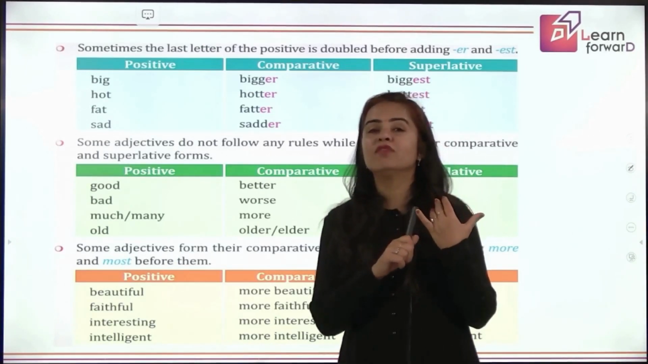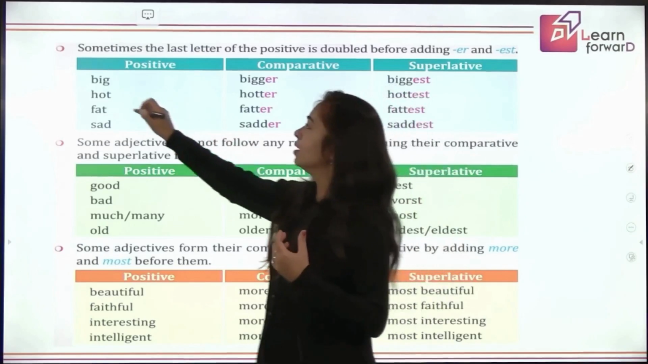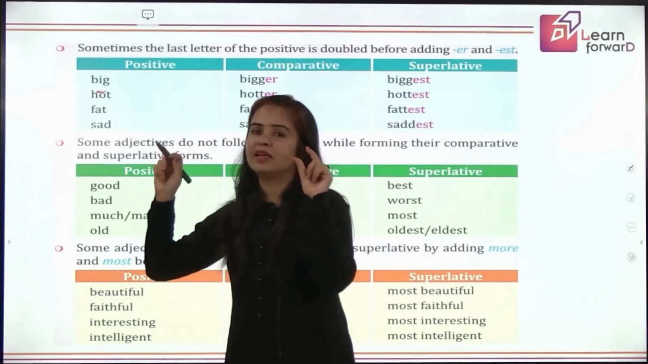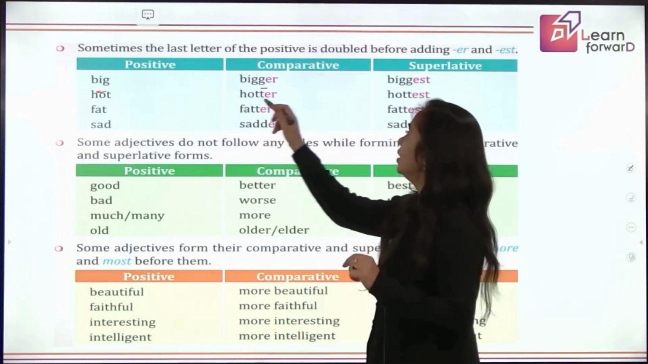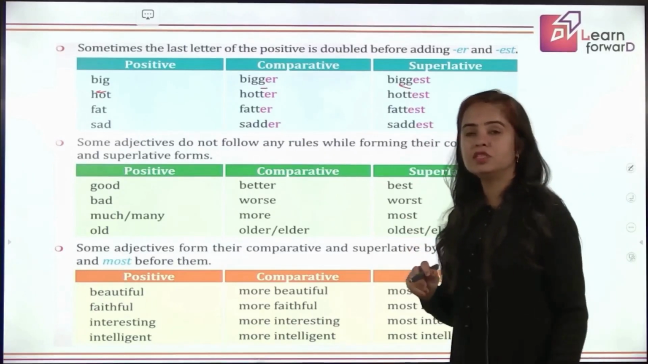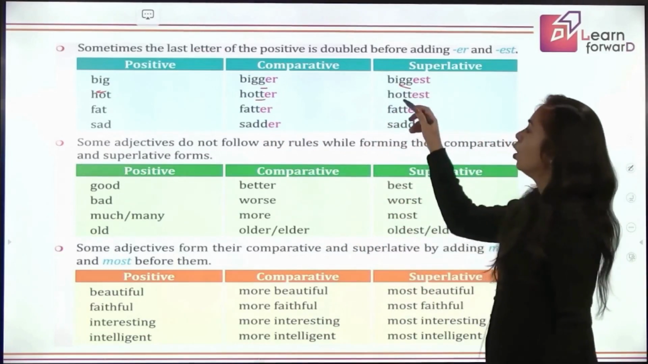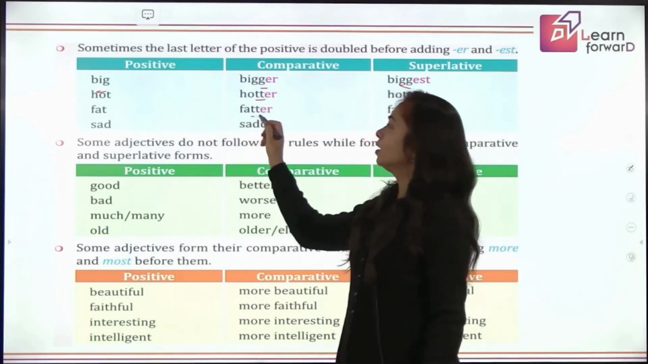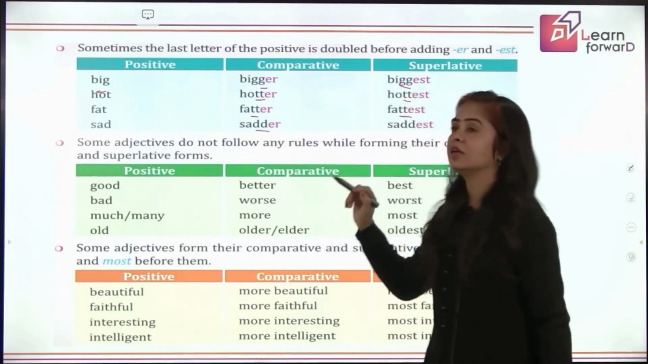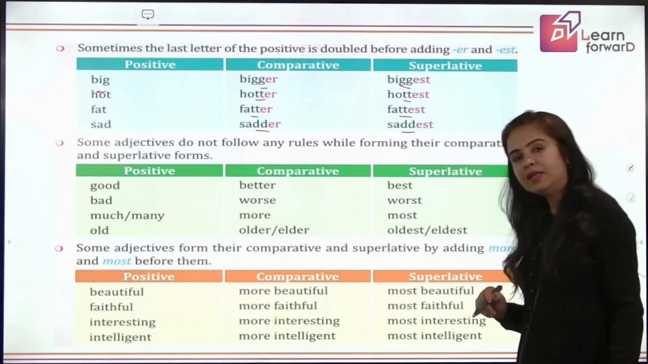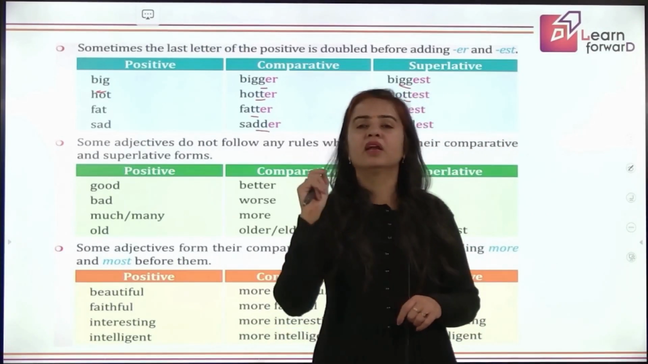And now we are saying we will repeat the last letter first before adding ER, EST, like big. It's a small sound, 3-letter word here. So we are repeating G first. So it becomes double G. Big, bigger, biggest. Can you see? G is repeated in both. Now hot, again we are repeating T. Hotter, hottest. Fat, again we are repeating T. Fatter, fattest. Sad, again we are repeating D here. Sadder, saddest. Right?